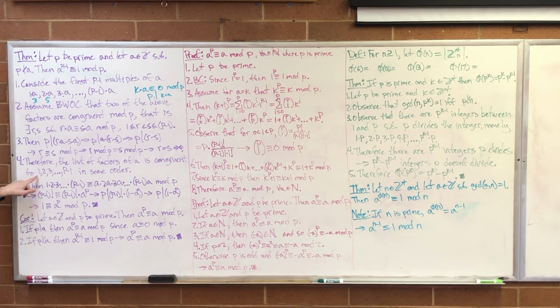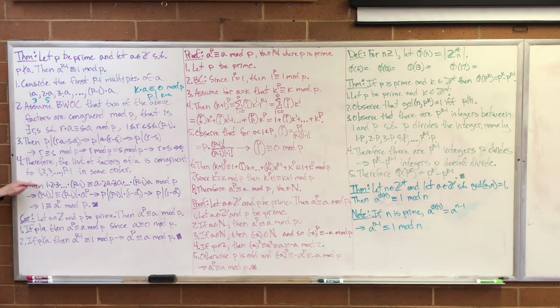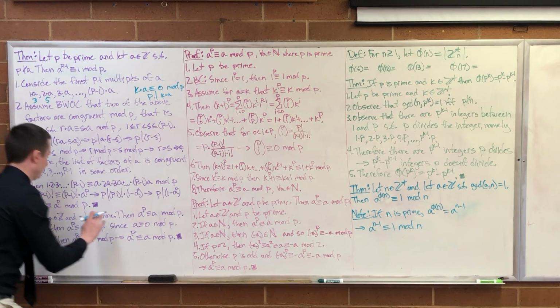So then, this list multiplied together, 1 times 2 times 3 all the way up to P minus 1, is congruent to A times 2A times 3A all the way up to P minus 1 A. You follow me up to this line? Okay, this is just rewriting this. What is 1 times 2 times 3 times 4 all the way up to P minus 1? That's just P minus 1 factorial. Good? Similarly, what is A times 2A times 3A times 4A all the way up to P minus 1 A? It's P minus 1 factorial times A to the P minus 1.